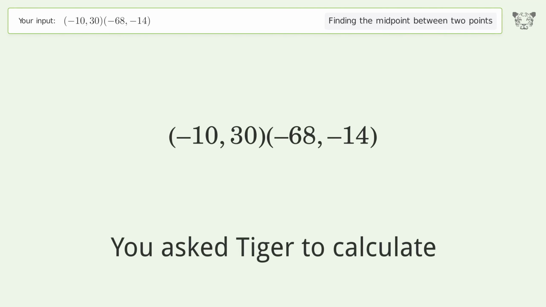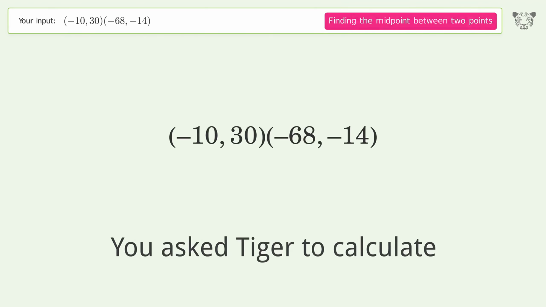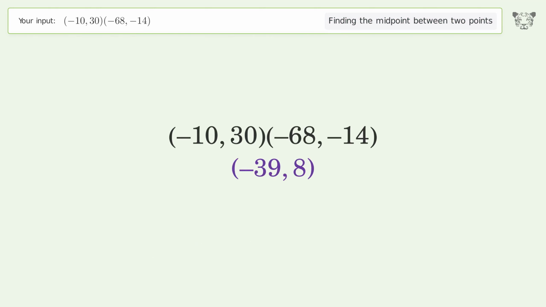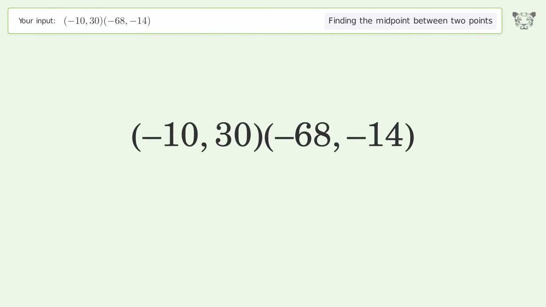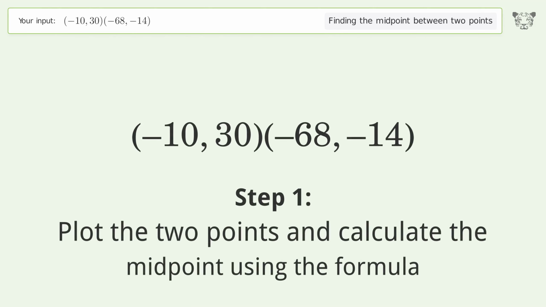You ask Tiger to calculate. This deals with finding the midpoint between 2 points. The midpoint between the 2 points is (-39, 8). Let's solve it step by step. Plot the 2 points and calculate the midpoint using the formula.